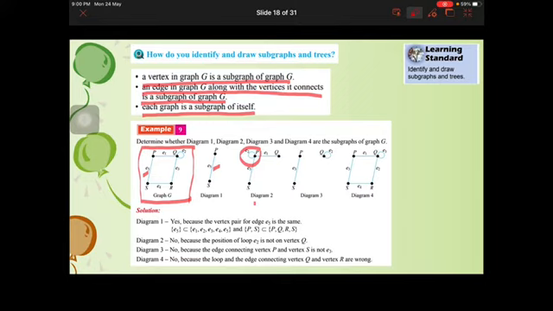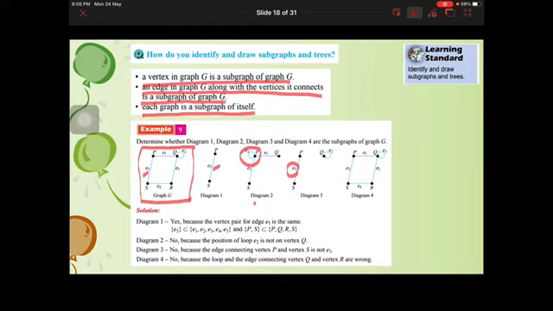Okay, how about diagram 3? No, because the edge connecting vertex P and vertex S is not E3. Okay, so PS should be E5, but this is E3. So it's not the subgraph of G.